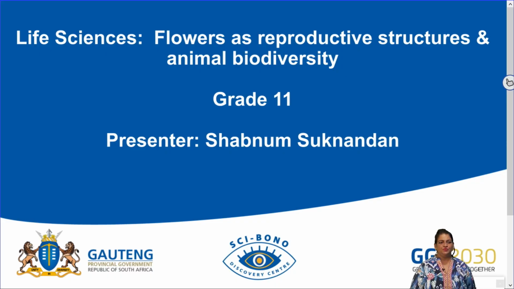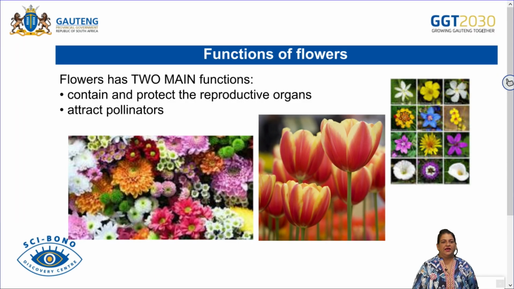Today's lesson is going to be on flowers as reproductive structures as well as animal biodiversity. Now, do you remember the last lesson we spoke about the divisions to which all the plants belong, and one of the main things was that flowers belong to the division called angiosperms. Now, flowers have two main functions. One, it contains and protects the reproductive organs, and it also attracts pollinators.